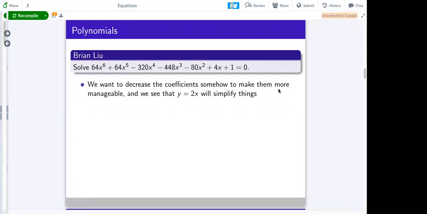So what do we get when we have y equals 2x? We just replace all the 2x's with y's, and then we get this new 6th degree polynomial. Right, so this looks more manageable. The coefficients are all smaller. Now, how would you go about solving this one?